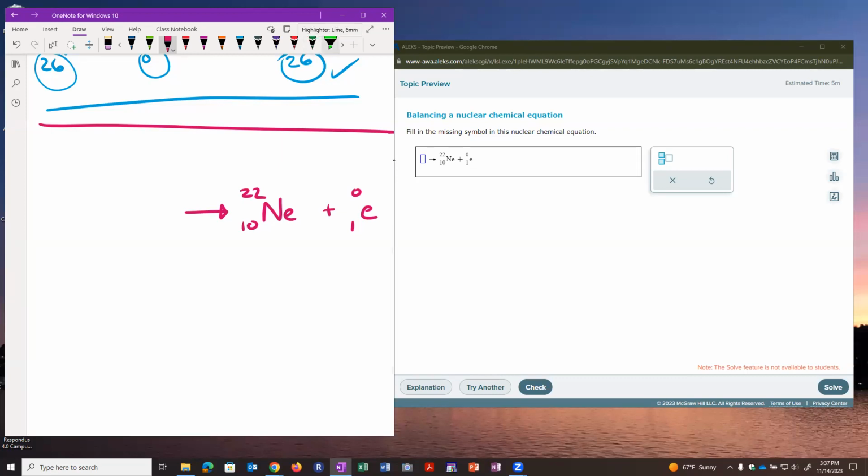So again, making sure the numbers add up. If I add up my masses, I have 22 plus 0, so that should add up to give me 22 on whatever I have here on the left side, and 10 plus 1. Okay, so 10 plus 1 is going to give me 11. So that's going to go in as the subscript. So what has atomic number 11? I can look that up on the periodic table. Atomic number 11 is going to be sodium.